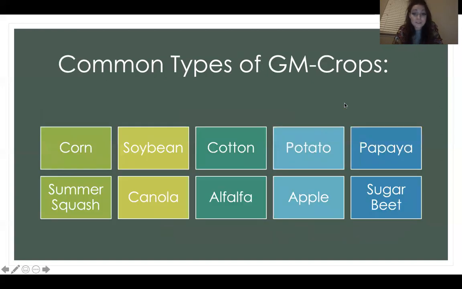So, common types of GM crops that you're going to see at the grocery store on a regular old Tuesday are going to be a lot of things you're familiar with. So, corn, soybeans, cotton, potatoes, papaya fruit. We've got summer squash, canola, which we use for canola oil. We've got alfalfa, which is a type of hay. A lot of people use it to put in for their dog beds if you've got outdoor dogs. We've got apples and even sugar beets.